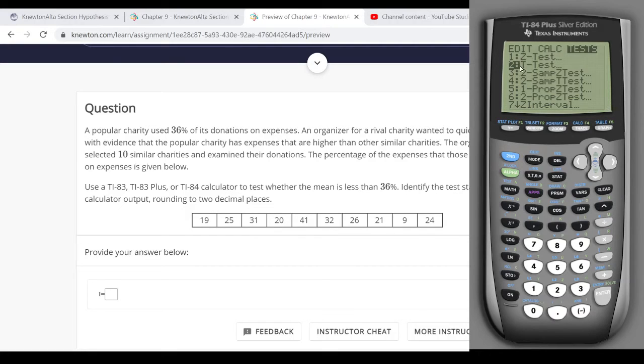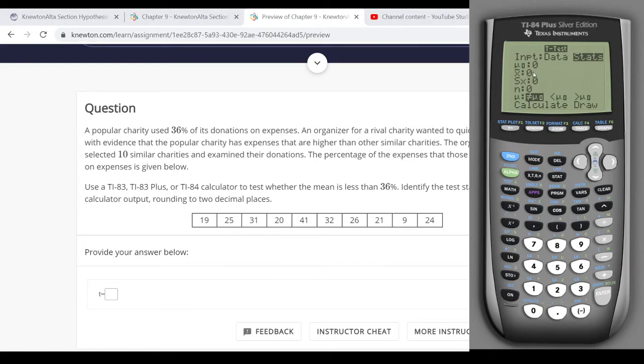Scroll down to number 2, t-test. This is when I'm doing a test about one population mean, and sigma is unknown. So I hit enter on that. Now, it's going to ask you, do you have a list of data, which I do here, or just the statistics? If I go to stats, see that.